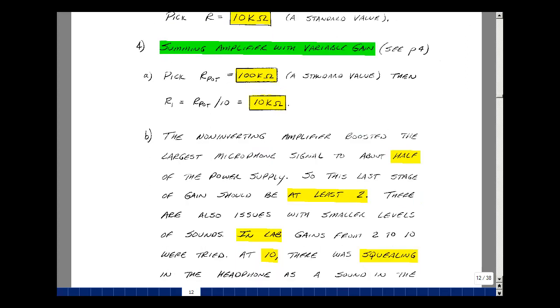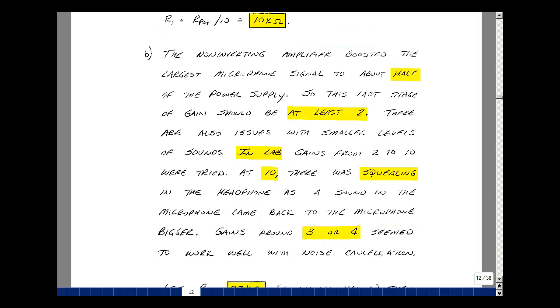Now the non-inverting amplifier boosts the largest microphone signal that I had to about half the power supply. So this last stage of gain, I would have to have a gain of at least 2 to get to the full swing of the power supply. But I found that there were some issues with smaller signal levels. In lab, I played with gains from 2 to 10. When I had a gain of 10, I noticed that there was squealing in the headphone.